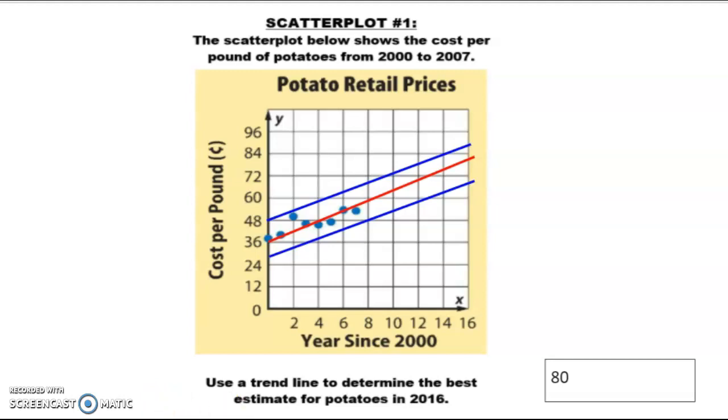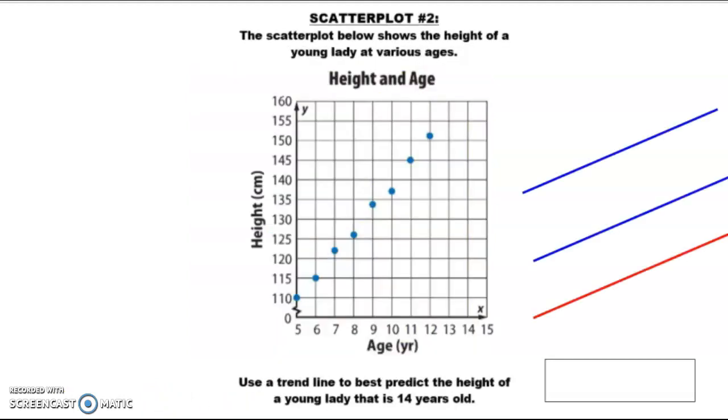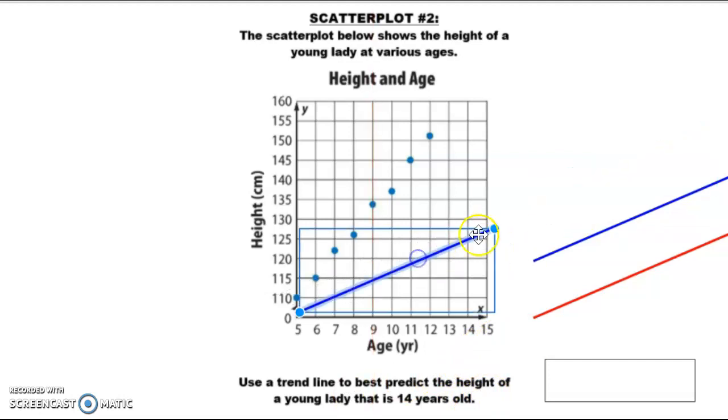Okay. Now let's take a look at example 2. It says this scatter plot below shows the height of a young lady at various ages. Okay. So we're going to use a trend line to best predict the height of a young lady that is 14 years old. Well, first we're going to go ahead and put our bumpers and adjust them.